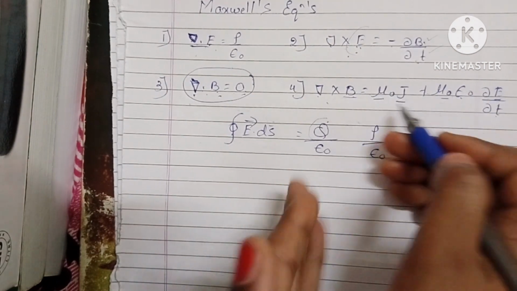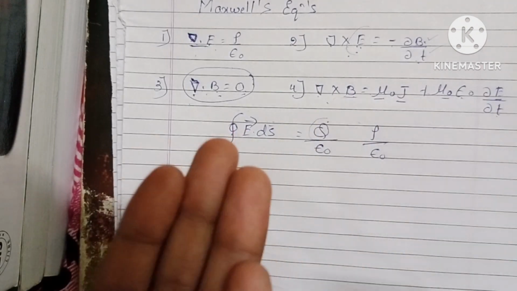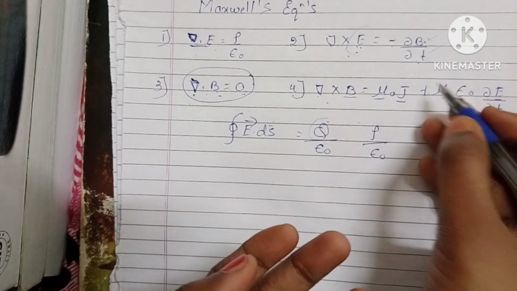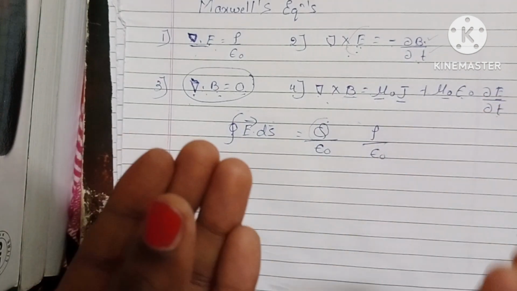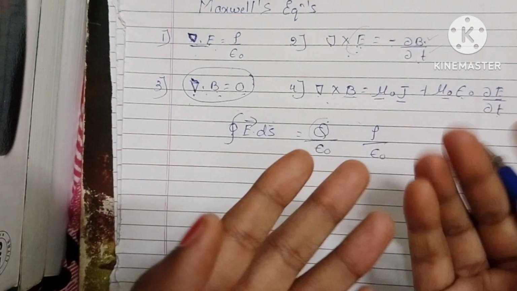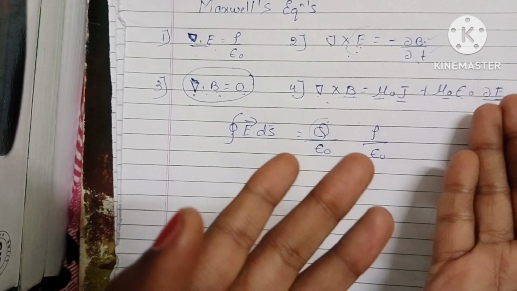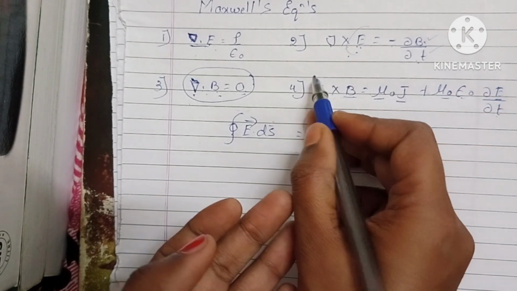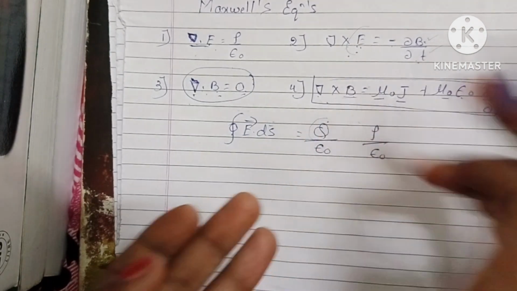So this is the same thing. Mu naught, on both sides we have to write mu naught, that is mu naught into J, the current density, in addition with the current density, we have to add the partial differentiation of the electric field along with epsilon into mu naught. So these are very easy to remember.